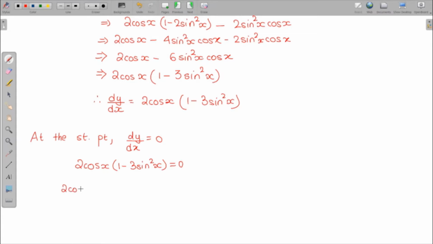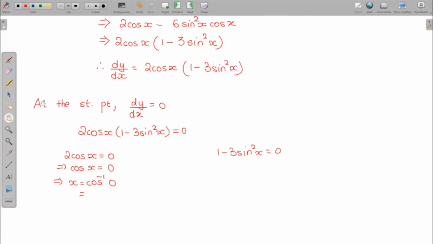So from here I can write 2 cos x is equal to 0 and 1 minus 3 sine square x is equal to 0. So cos x will be equal to 0 by 2, which will give us 0. So x will be equal to cos inverse of 0. Okay, and if you do cos inverse of 0, you're gonna get pi by 2.